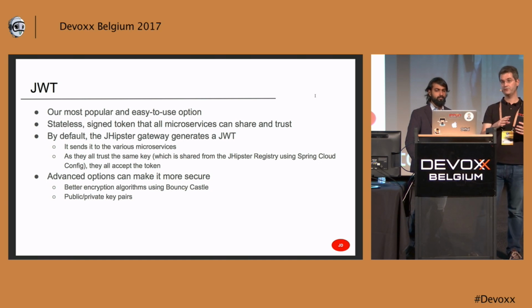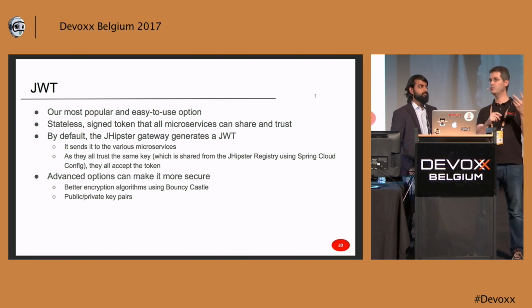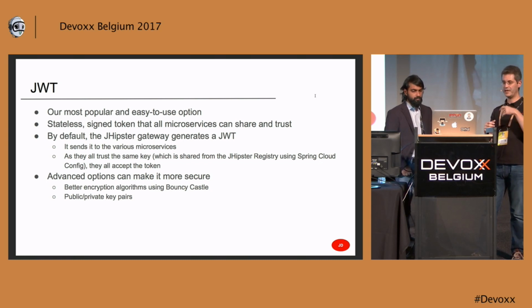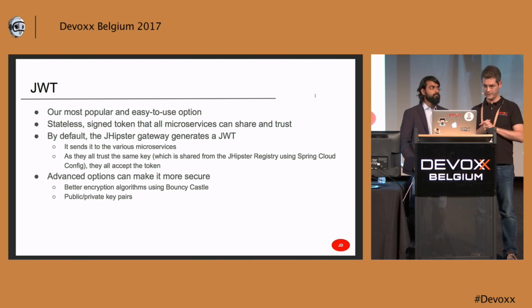The code we generate, if you want to have a look at it, is very, very simple. With JHipster, we've got libraries, but here it's not a library, it's something that is generated because we know you want to change it. You want to add claims to modify it, but it's very easy and simple, so that's why people love it.